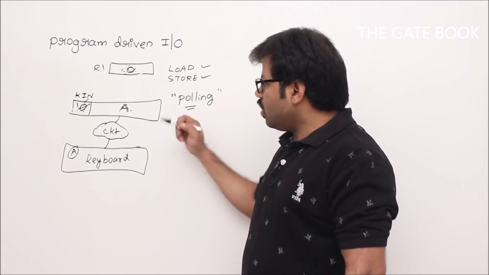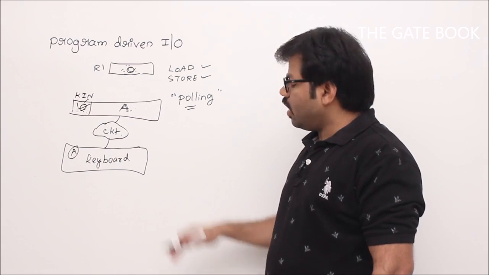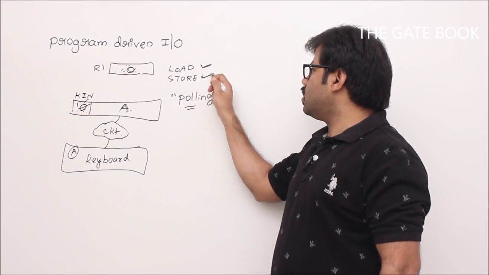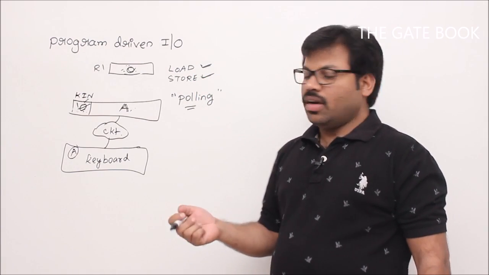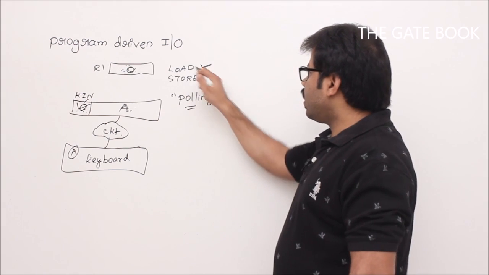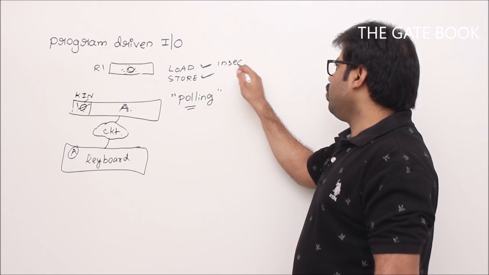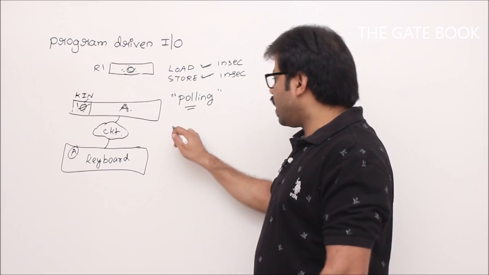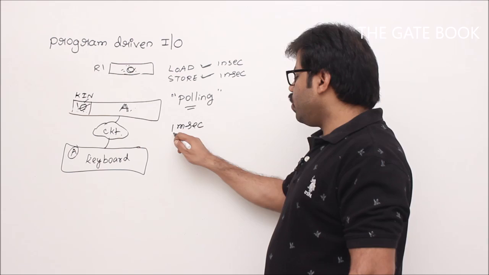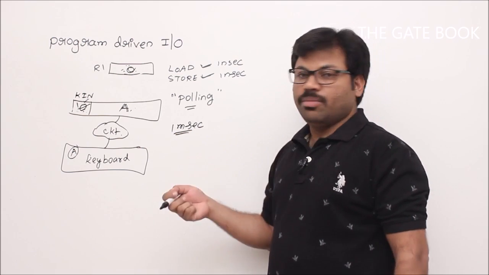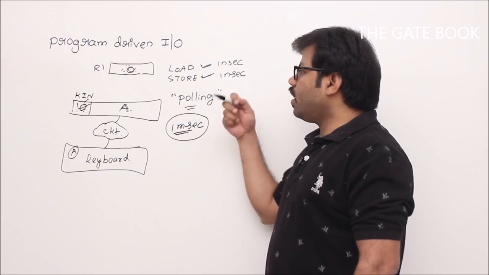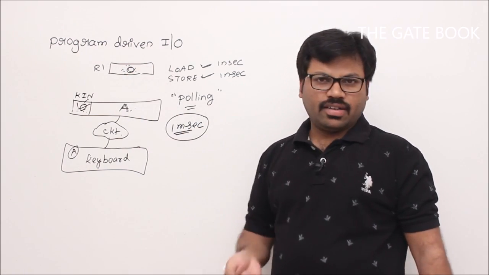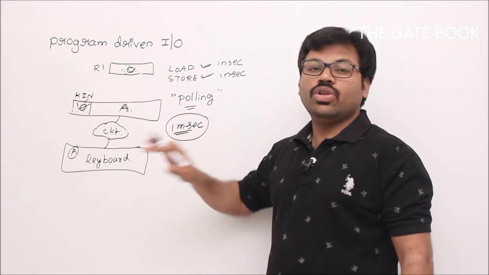Now the problem with polling I will tell you. Assume that data is available; once data is available, two instructions are enough to complete the process. But assume the load instruction takes 1 nanosecond, the store also takes 1 nanosecond, but the user takes 1 millisecond. Then what are you doing? Your processor is seriously busy for 1 millisecond doing nothing, which is unnecessary, right? Unnecessarily you are waiting on this slow user.